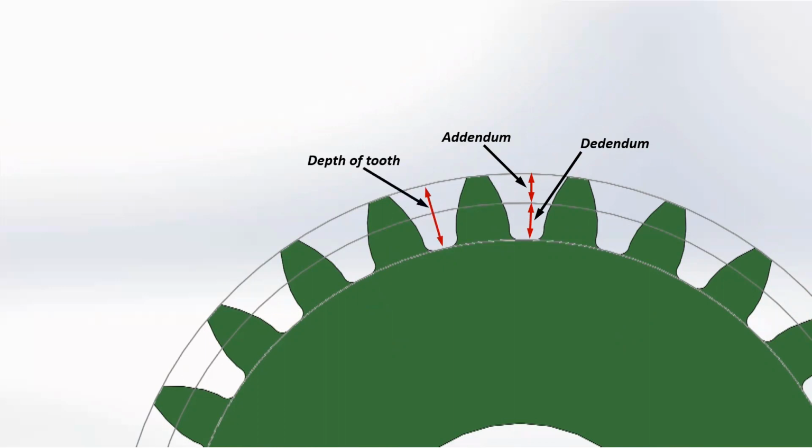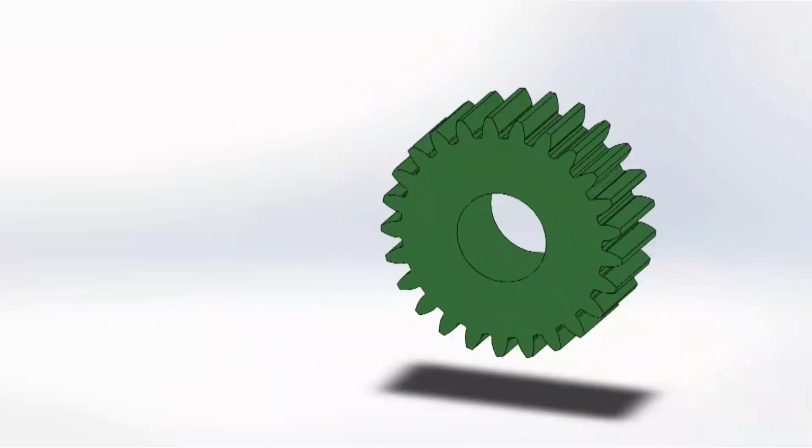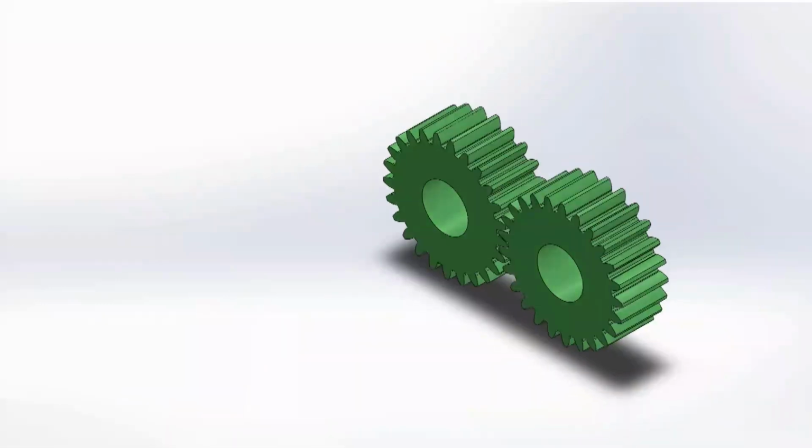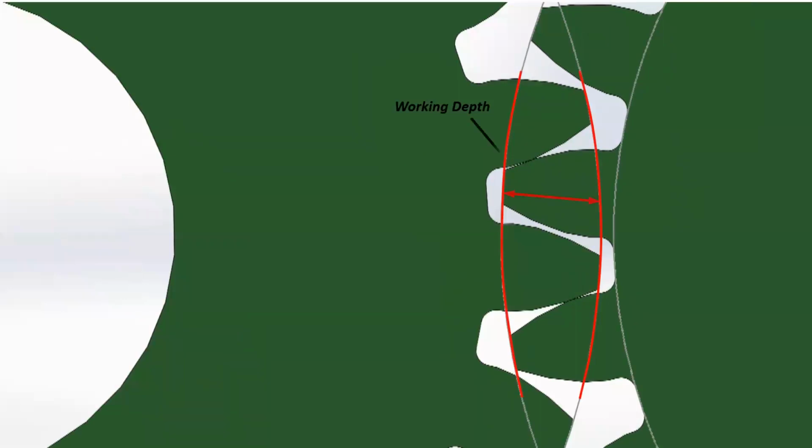Depth of tooth. It is the radial distance from the addendum circle to the dedendum circle. It is equal to addendum plus dedendum. Working depth. It is the depth of engagement of two gear teeth and is equal to sum of their addendums. Clearance is the distance from the top of one tooth to the bottom of another tooth when they are in engagement.